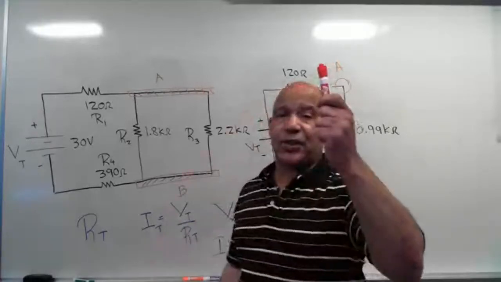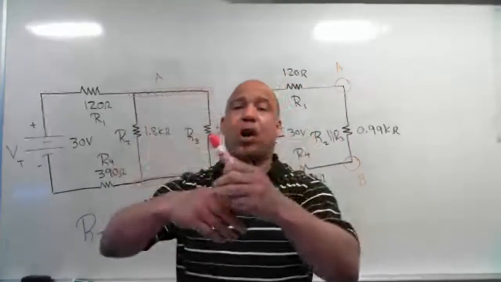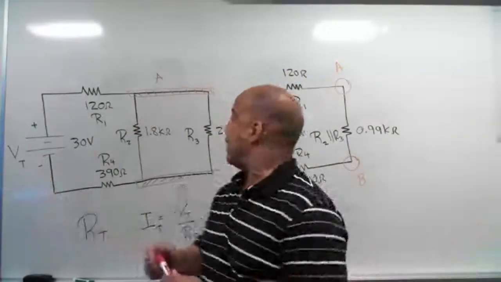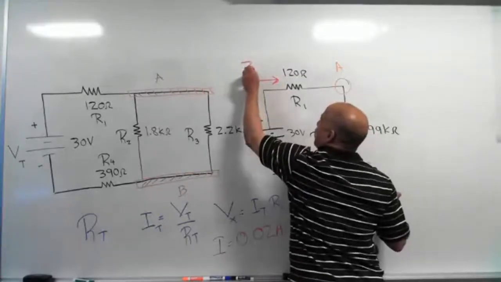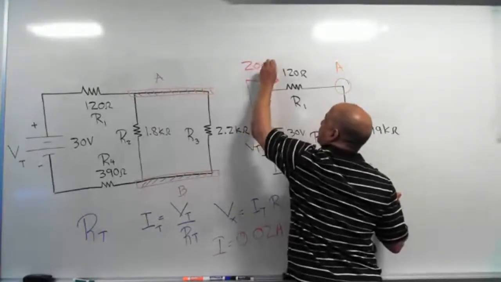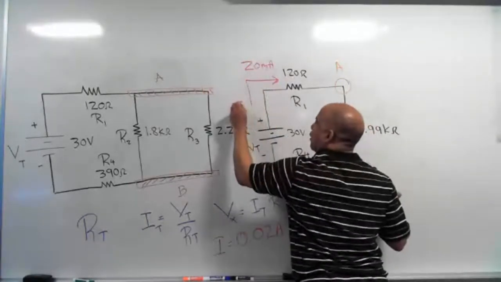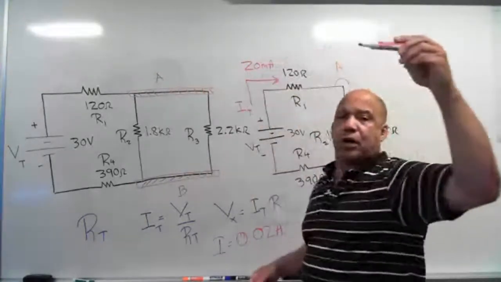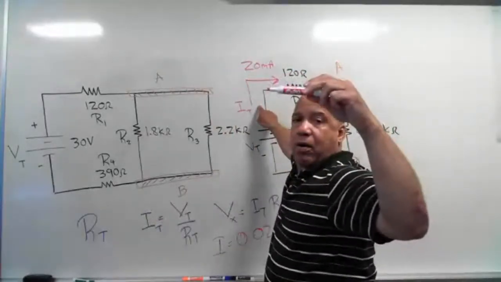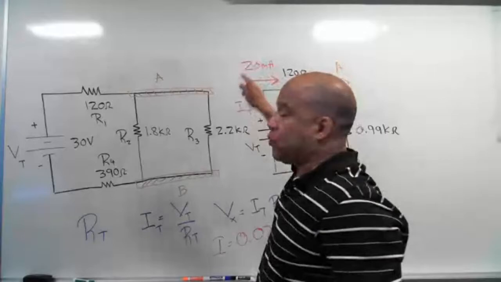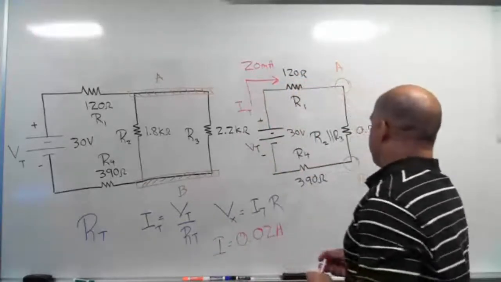0.02, that's 20 milliamps. I'm going to take a certain color. I'm going to use this color for current all the way through all my drawings. I'm just going to draw an arrow right here. And I'm saying that my current is 20 milliamps. That's my total current. So pick up one of your coloring pens or pencils and shade in your current arrow a certain color, and it's 20 milliamps. Go ahead and do that now.